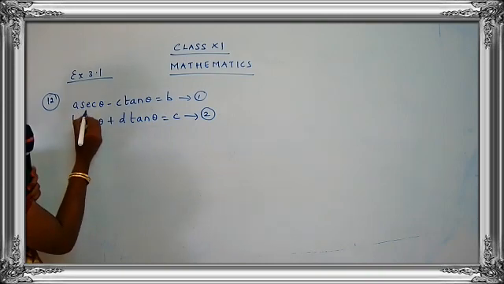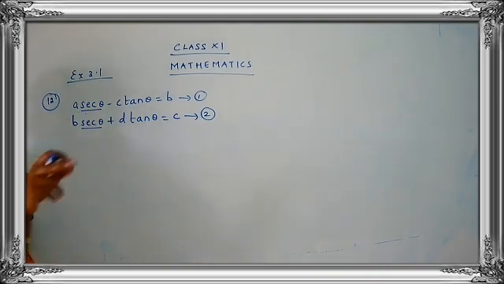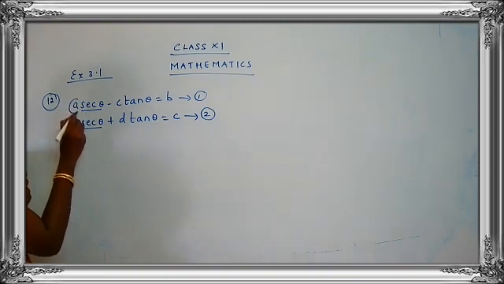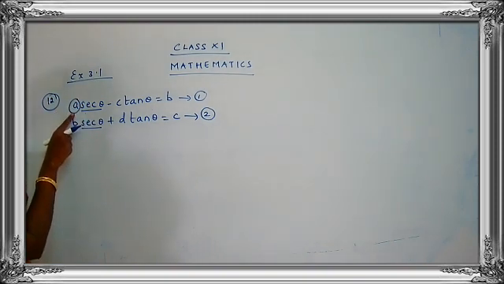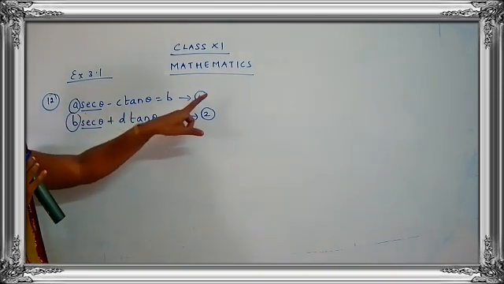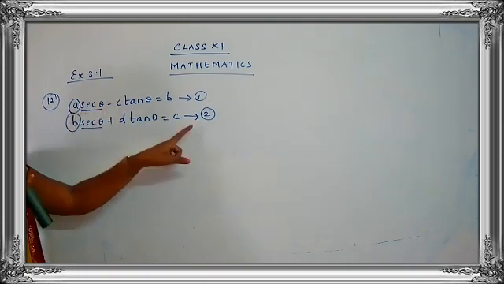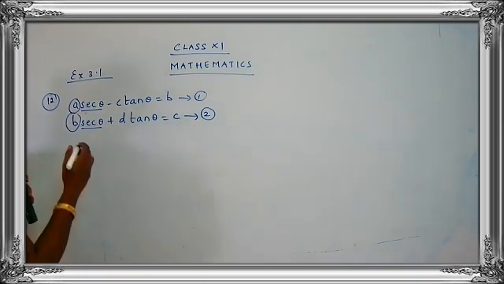Just see children. Now here you have a function sec theta and here you have a function sec theta. But just see the coefficient here. What is the coefficient here? It's a. And what is the coefficient here? It's b. So now we are going to multiply equation 1 by b and equation 2 by a. Come on, let's go for the sum.